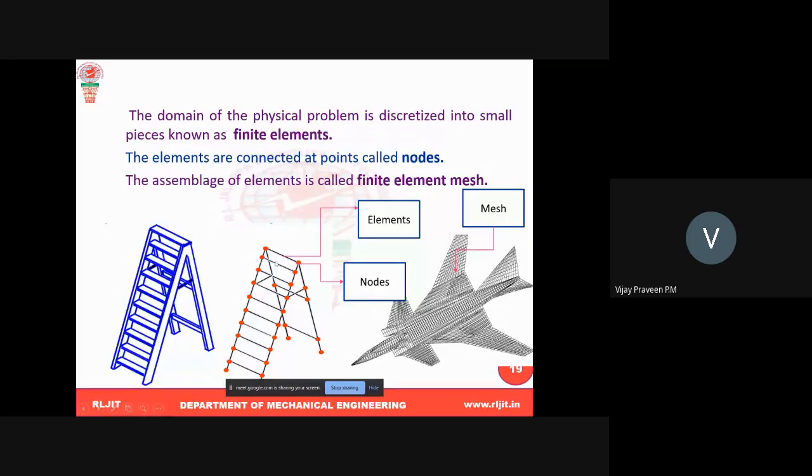Therefore you cannot get the result in the middle. But FEM, the finite element method, calculates the values at the nodes, and you can get the value at any point within the element by interpolation function. I think all of you know about interpolation, correct? Interpolation is a mathematical technique. Have you used the interpolation function?